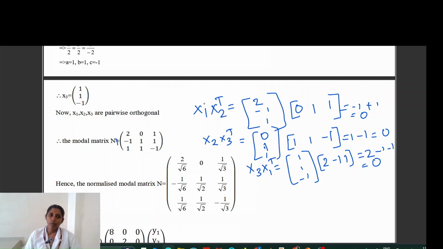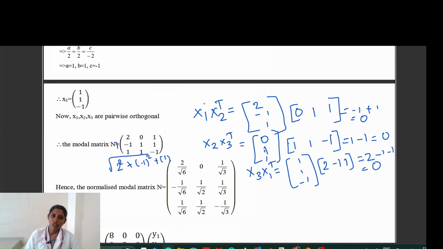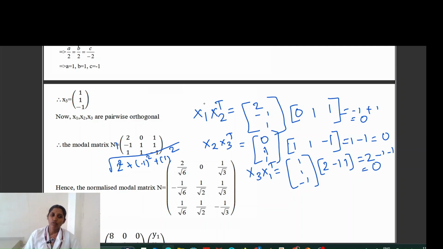Next, we have to find the model matrix M. That is, x1 eigenvector, x2 eigenvector, x3 eigenvector. By using these three eigenvectors, we form the model matrix M. Next, we find the normalized model matrix N. How to find the normalized matrix: in the model matrix, the first number 2 is divided by the square root of the sum of the squares of the corresponding column values, that is the square root of 2 square plus minus 1 square plus 1 square. So 4, 1, 4 plus 1 is 5, 5 plus 1 is 6, that is root 6.